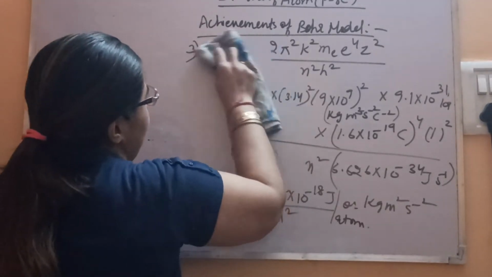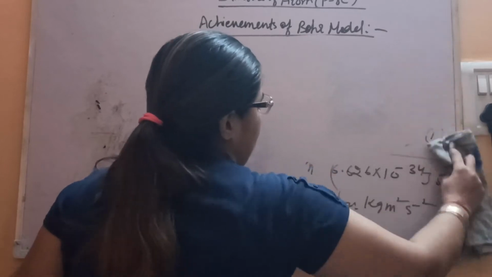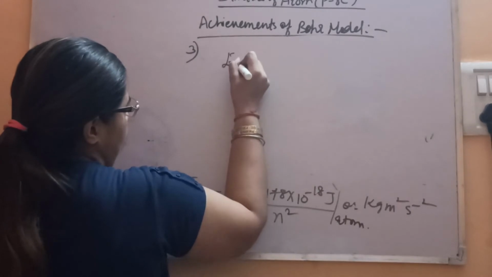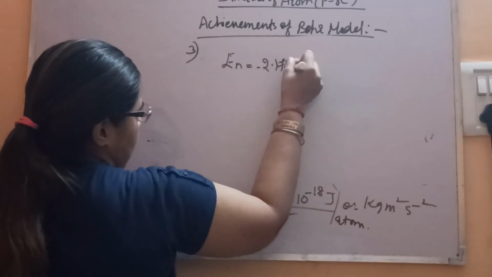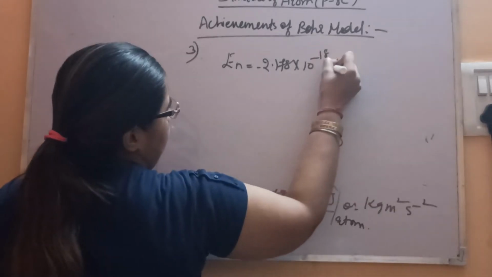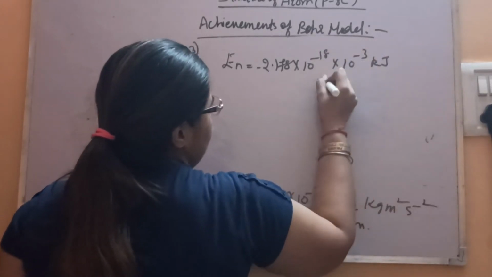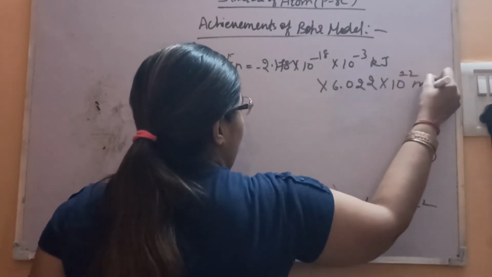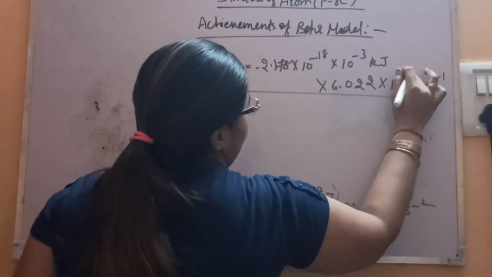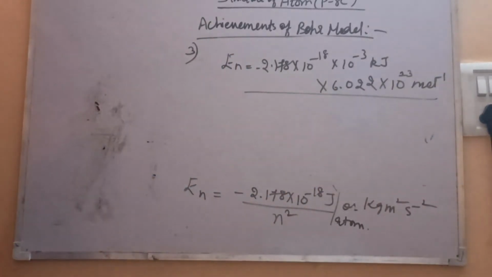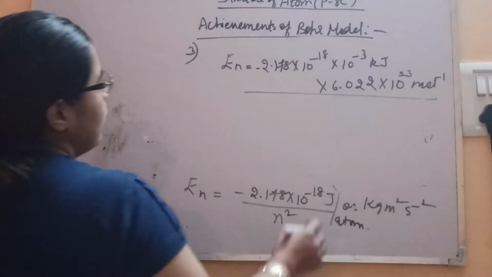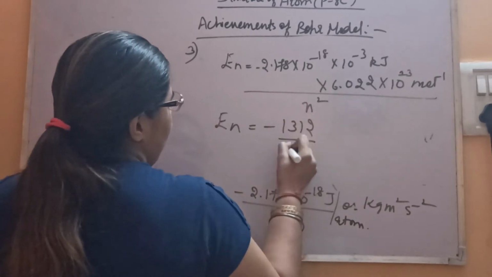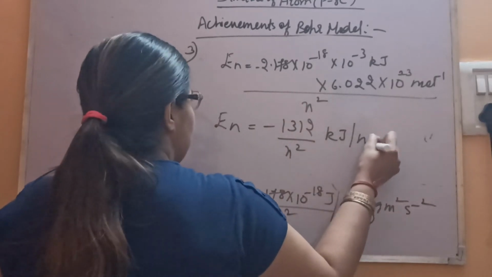So let's see. Minus 2.178 into 10 to the power minus 18 into 10 to the power minus 3, it will become kilojoules, and 6.022 into 10 to the power 23 per mole. 22 or 23? 23 particles. N square will remain as it is. So when you will solve this, you will get the value minus 1312 by n square kilojoules per mole.